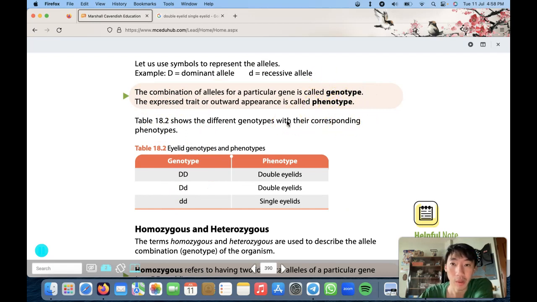The genotype is the combination of the alleles, right? It could be big D, big D, small d, or small d, small d. That's called the genotype. Then what we see, or the outward appearance and trait, is called the phenotype, which is what is observable, right? Our eyelids, our hair color, eye color, these are all observable phenotypes.